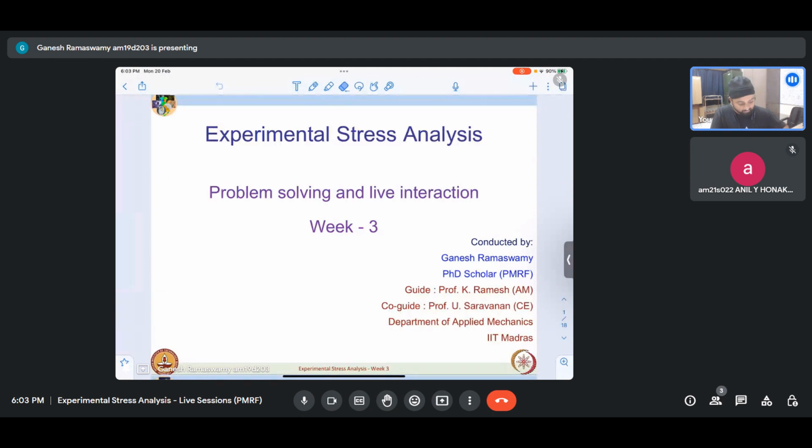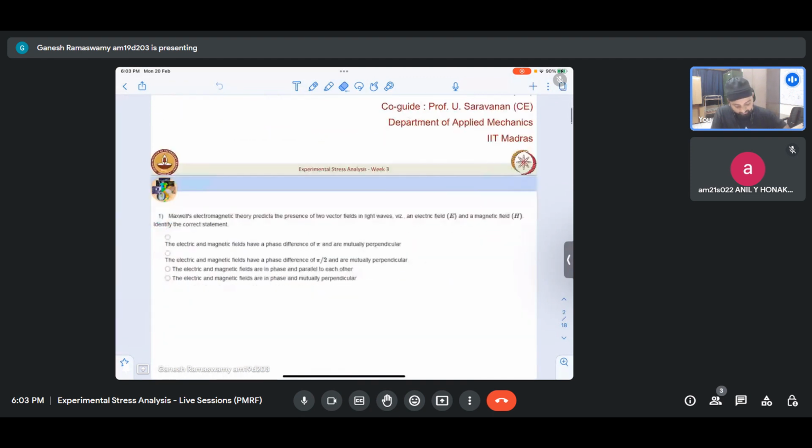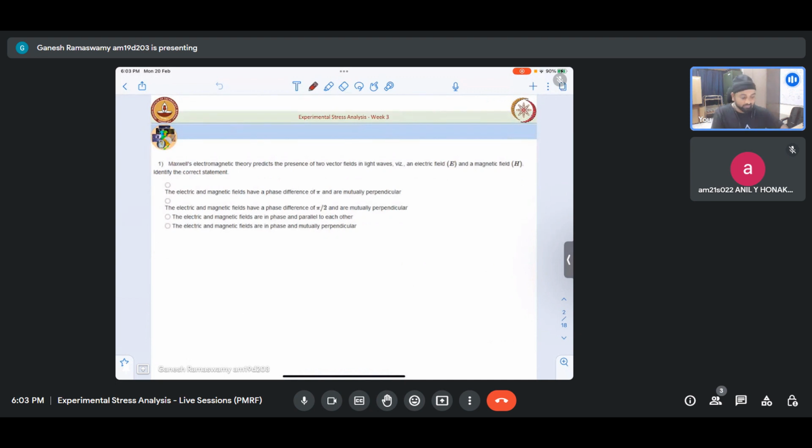Okay, so I'll get started with the first question. Today's session is more to do with optics, crystal optics and birefringence, some fundamental principles that are observed and which are exploited in the development of photoelasticity. The first question says: Maxwell's electromagnetic theory predicts the presence of two vector fields in light waves, namely the electric field E and the magnetic field H. Identify the correct statements in this regard.